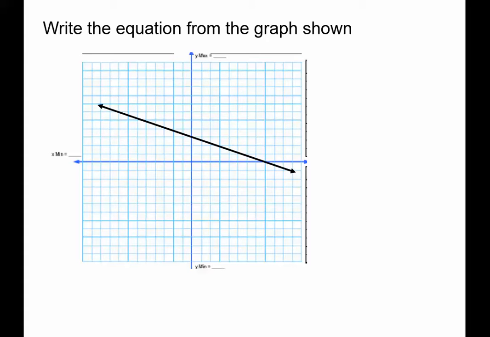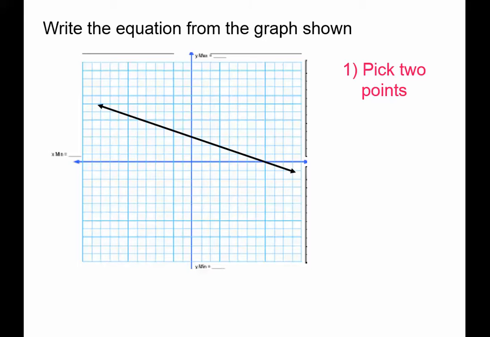All right, so you notice we have a graph here in front of us, and the goal is to be able to write its equation. And there are a bunch of different forms for linear equations. You have slope-intercept form, you have standard form, you have point-slope form. We're going to talk about all of those this chapter. But the one I want you guys to work with tonight is slope-intercept form, the y equals mx plus b.